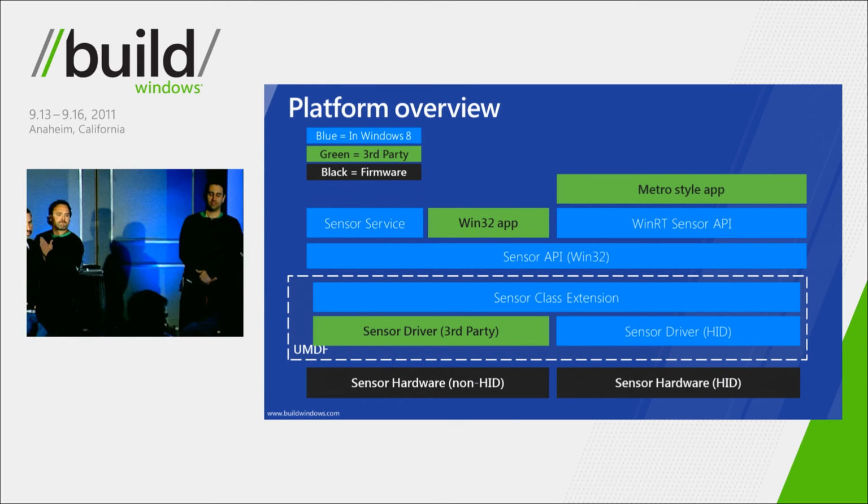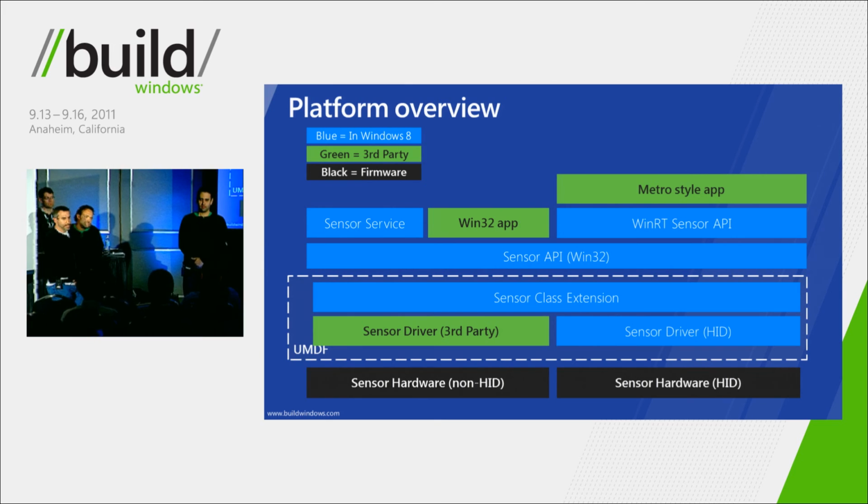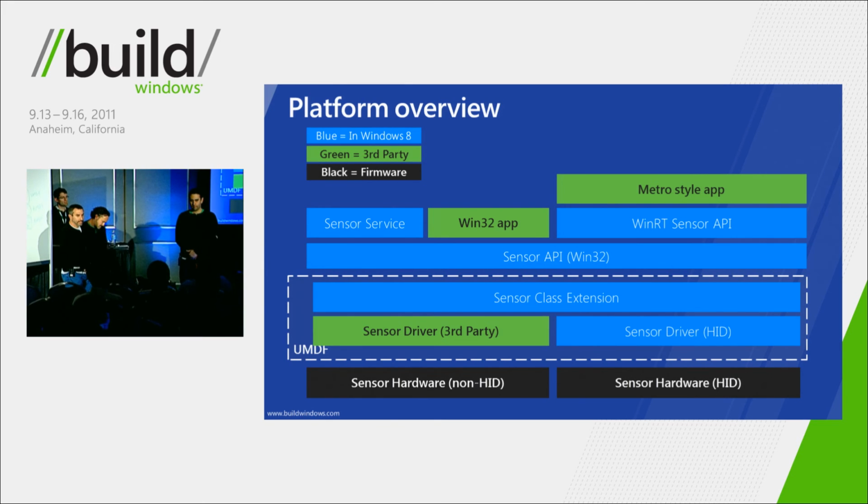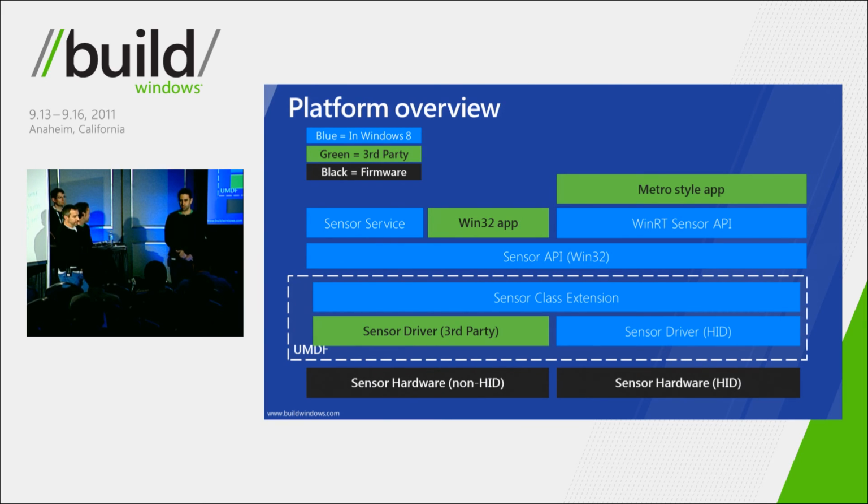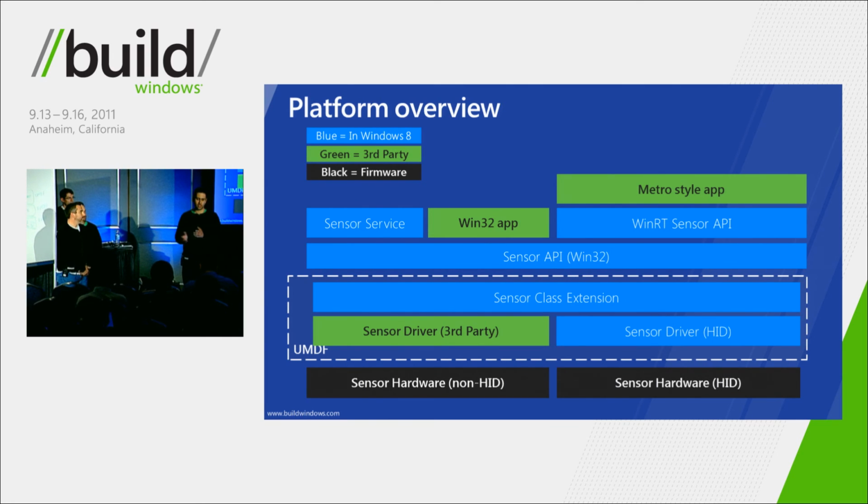Will a third-party sensor driver that works on Windows 7 continue to work on Windows 8? It depends on the sensor you're talking about. A couple of sensors actually have newer definitions in Windows 8, like the gyroscope and others that we started to introduce. So the answer does vary. A majority of them should work just fine.